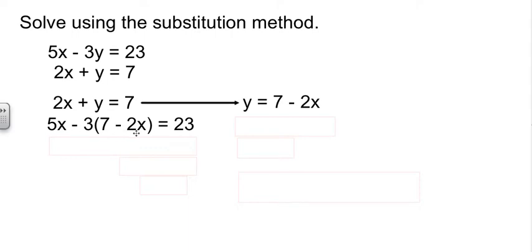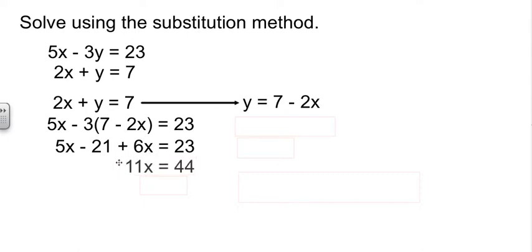Now we know how to solve this. We're going to distribute our -3. -3 times 7 is -21. -3 times -2 is a +6. Collect up our terms. So we have 11x here, and then I went ahead and added the 21 at the same time. So I divide, and I find out that x equals 4. Halfway home, I've got one of the two variables solved.